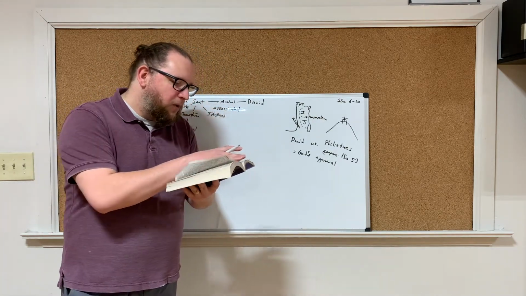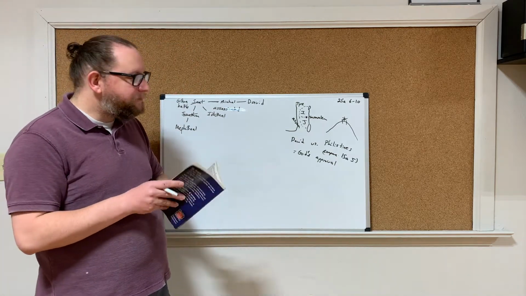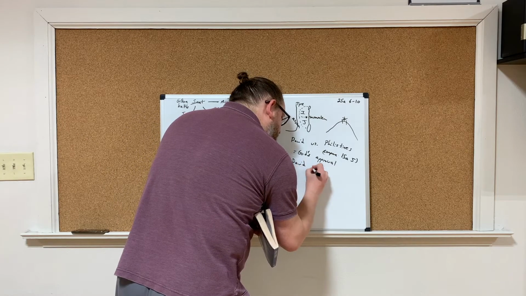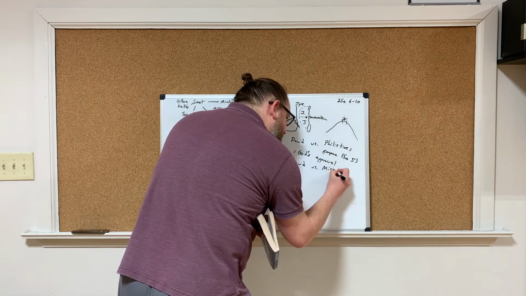Okay. So what we missed is in 1 Samuel, we had the issue. So I'm going to put it down as David versus Michal. Right. Let me write that down first before I forget to. That was my next point. Okay.